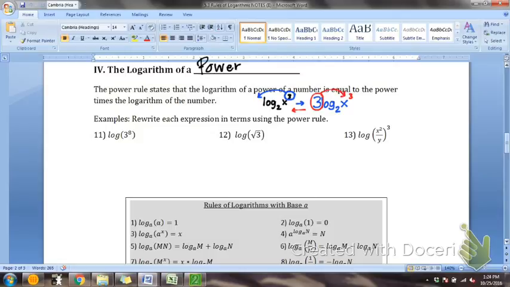So if I want to rewrite this using the power rule, if we were asked to expand this problem, that 8 is going to come out front. I should have 8 log, if you want to put the 10 there, that's fine, base 10 of 3. That would be expanded.